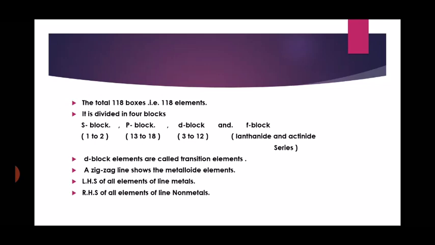So in this modern periodic table, there are a total of 118 boxes. It is divided into 4 blocks, as already discussed: the S block, P block, D block and F block. The S block contains groups 1 to 2, the P block 13 to 18, the D block 3 to 12, and the F block at the bottom has two series, the lanthanides and actinides. D block elements are called transition elements. The zigzag line shows the metalloids, the left-hand side of the line has all the metals, and the right-hand side has the non-metals. So this is regarding the modern periodic law, which is also known as the long form of the periodic law.